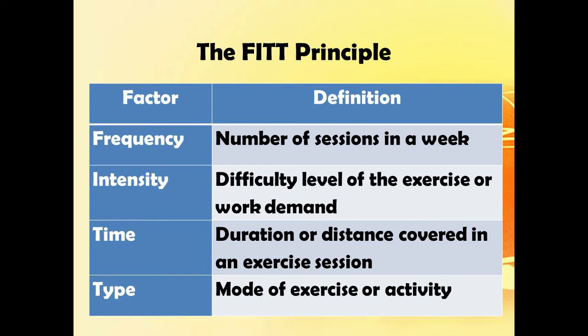Frequency is the number of sessions in a week, or how often you exercise. Intensity is the difficulty level of the exercise or work demand. Intensity is how hard you work during exercise. Time is the duration or distance covered in an exercise session, or how long you exercise. And type is the mode of exercise or activity. It is the type of activity you are doing.